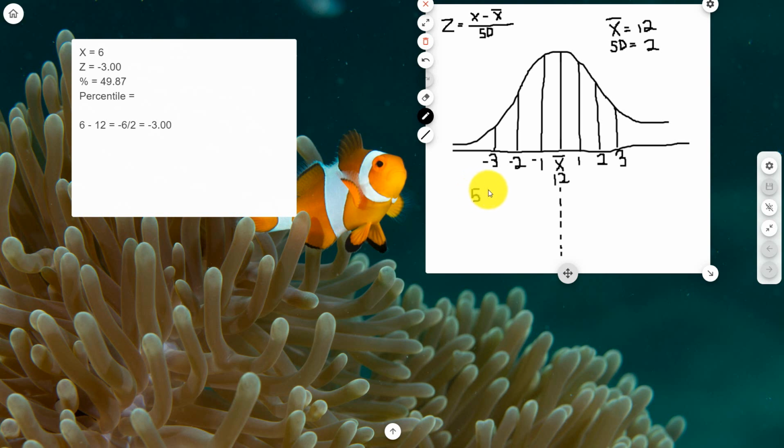50 minus 49.87. There we are. So what do we have here? I know, not the best writing in the world, but forgive me. 4 and 9 right there.